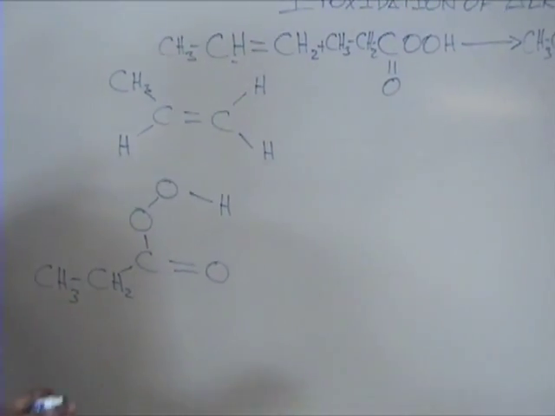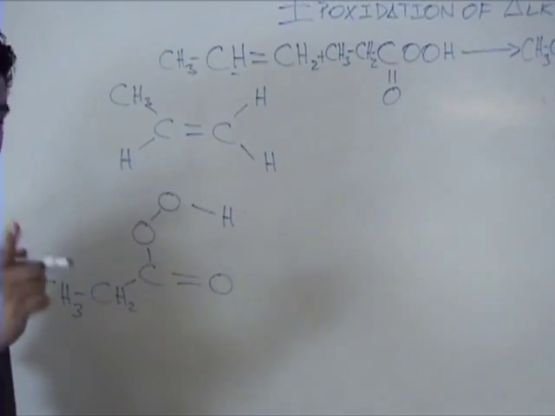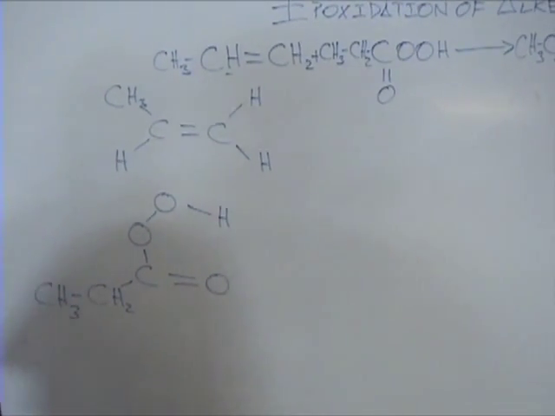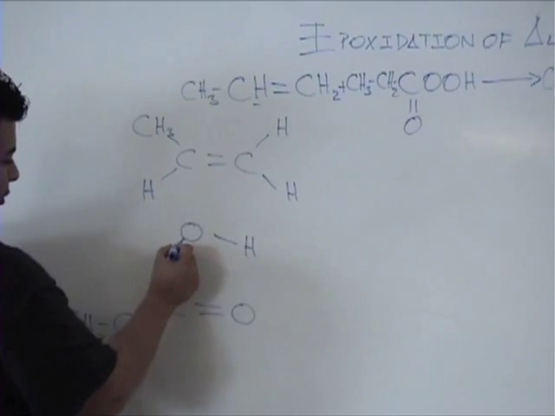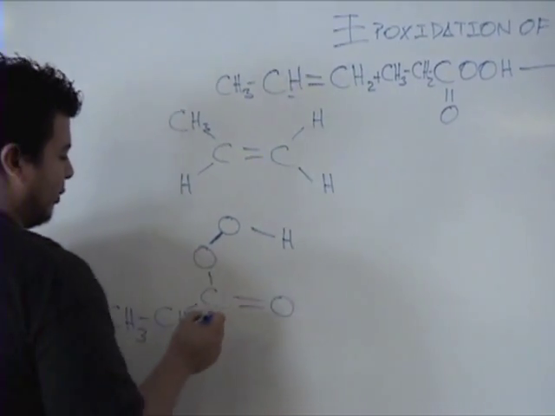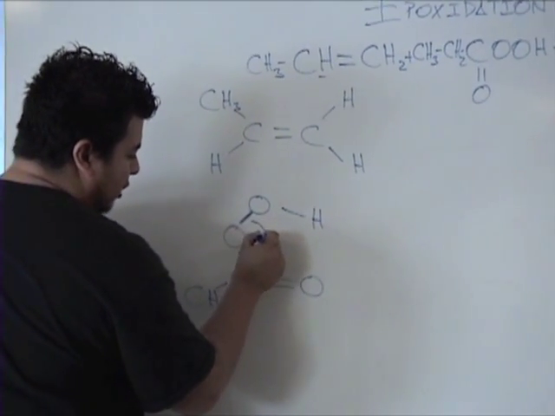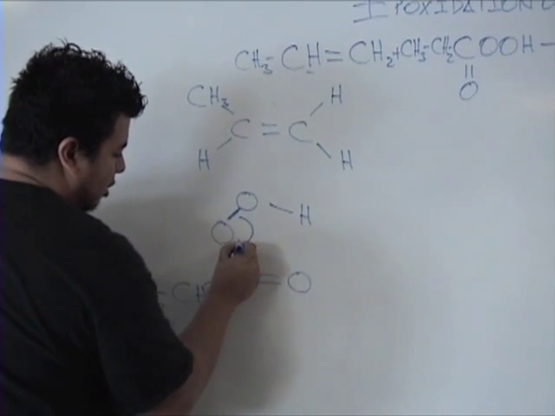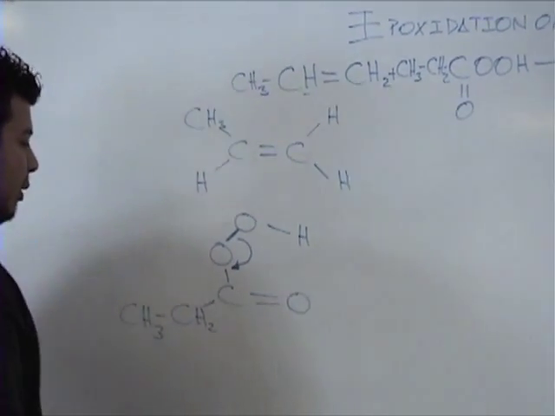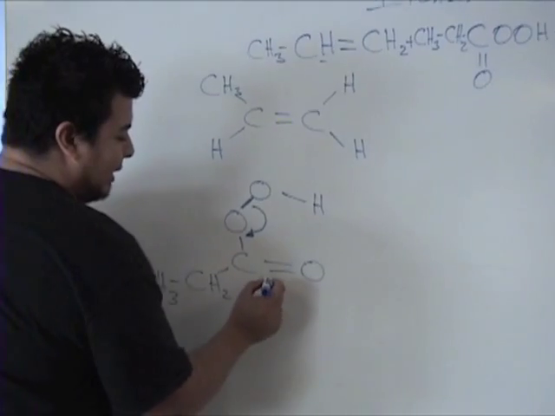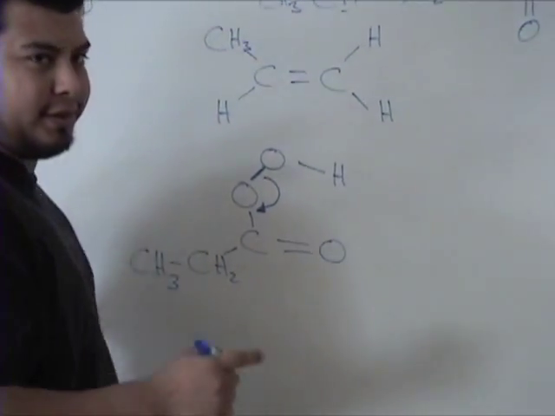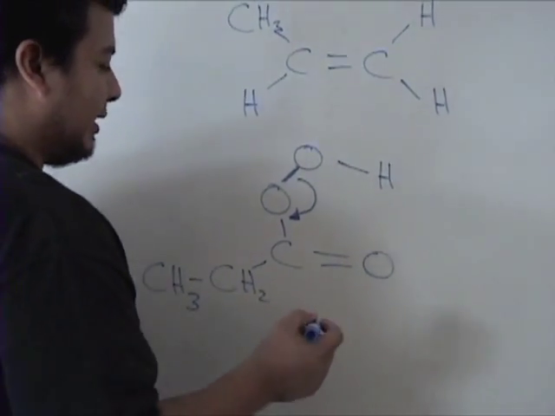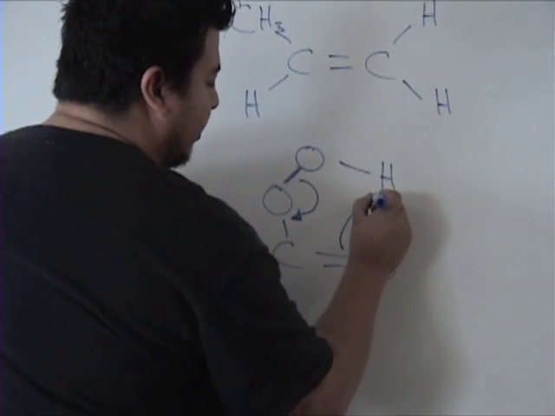So now the mechanism comes. Remember, this is all one step. It's a concerted step. I know that I have a weak bond right here, so I could even start by transferring this bond right here and making my double bond. I know that this double bond has the pi bond that is going to break and is going to pick up this hydrogen.